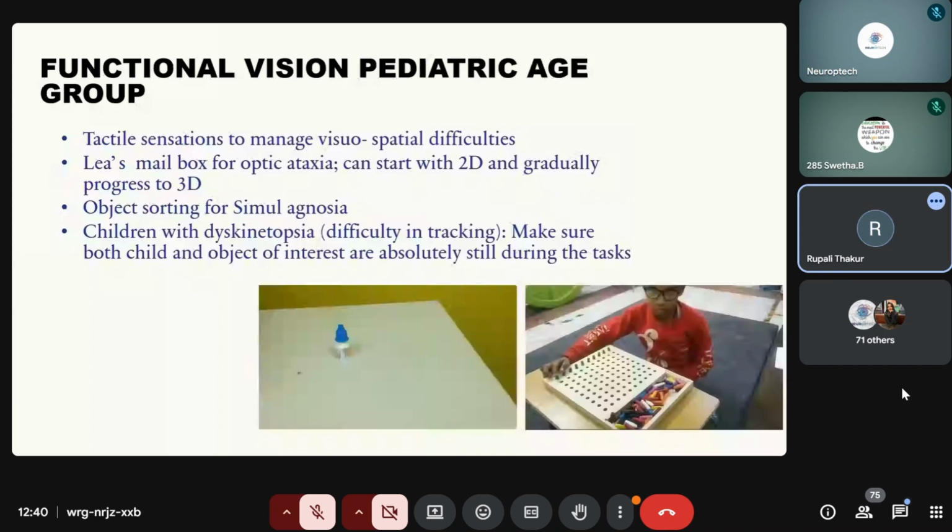For children with dyskinetopsia, difficulty in tracking, make sure both the child and the object of interest are absolutely still during the task. Suppose on the table we keep one paracetamol bottle and give the command to the child to go and grab it, but the child is not able to. By the fourth or fifth time, they are able to identify that this is something, and they will pick it up.